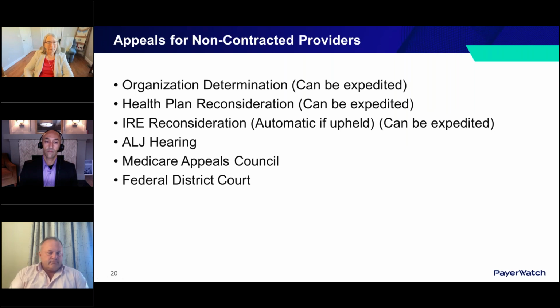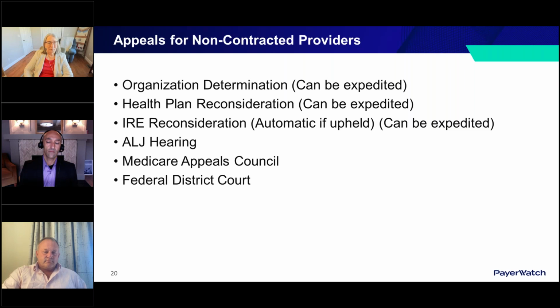Okay, so again, this is just an overview of the steps. The sources I mentioned before will have more details about the timing and about what's involved in each process. But you start with the organization determination. That's the payer saying whether or not they're going to actually cover it. That's their yes, we're going to pay it, or their denial. And then you can appeal that in what's called a health plan reconsideration. If they uphold it, then they automatically have to send it to an independent review entity for an IRE reconsideration.